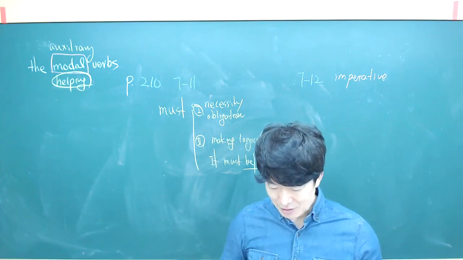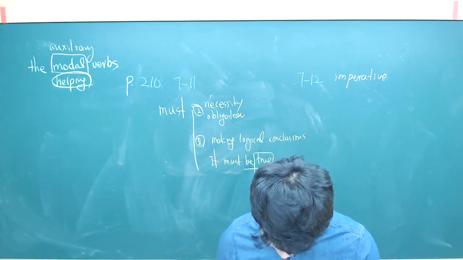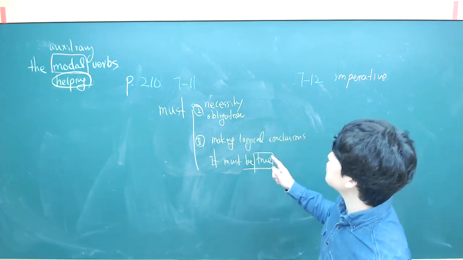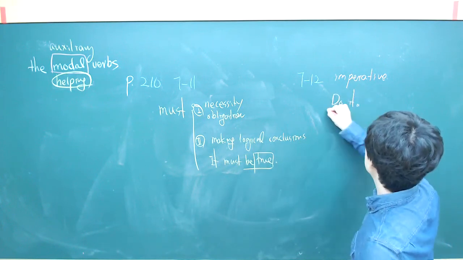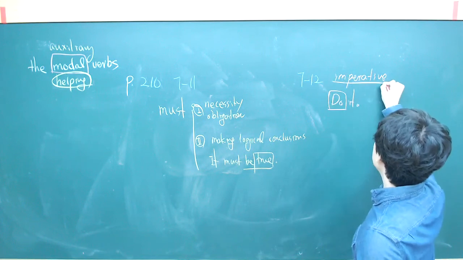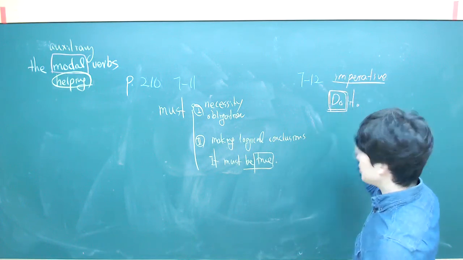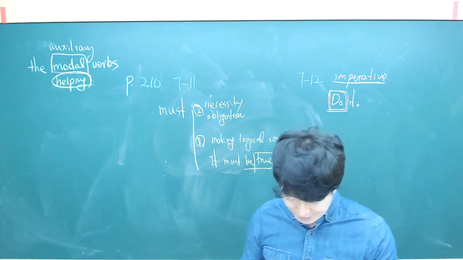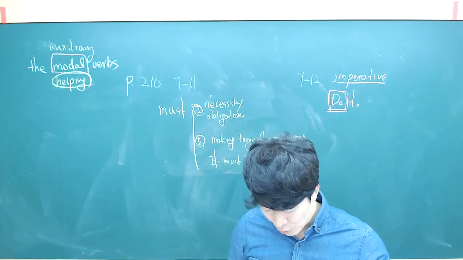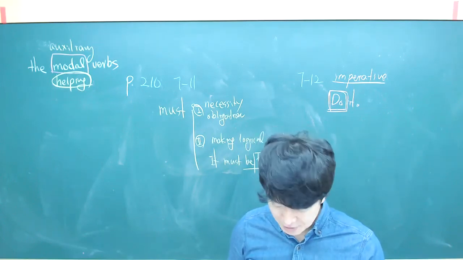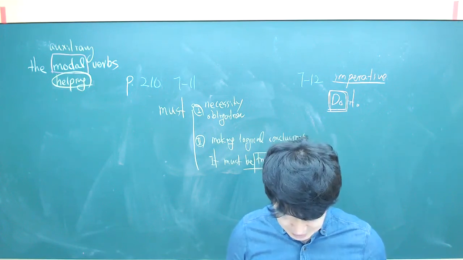Imperative sentences start using the root form of a verb. Do it. Imperative sentences start using the root form of a verb. Do it. Open the door, close the window. And negative form, don't walk on the grass. Okay, this is imperative sentences.